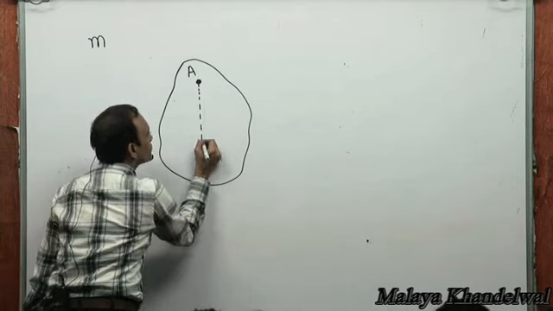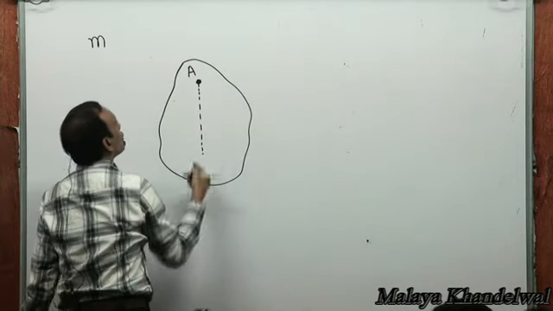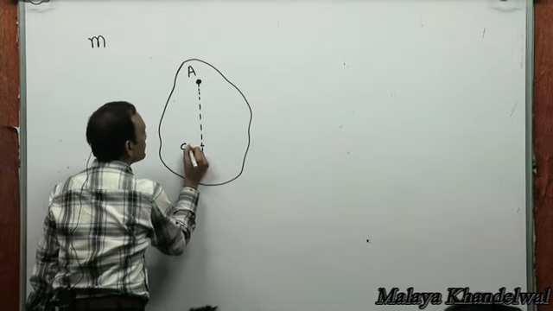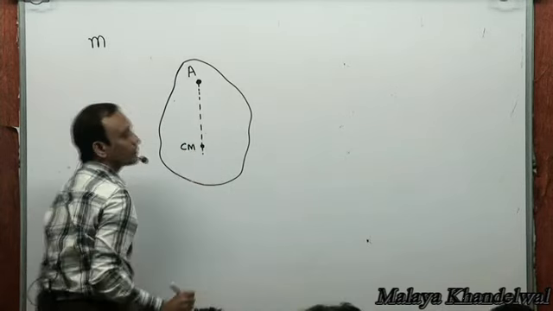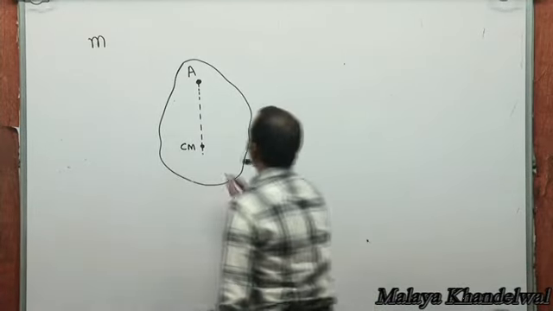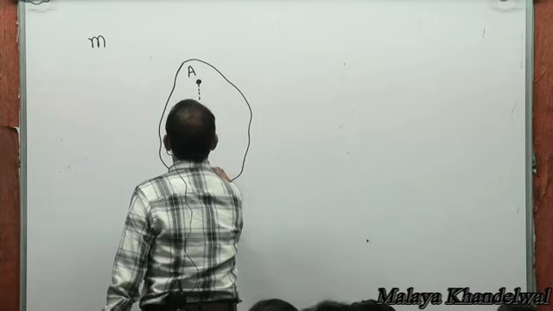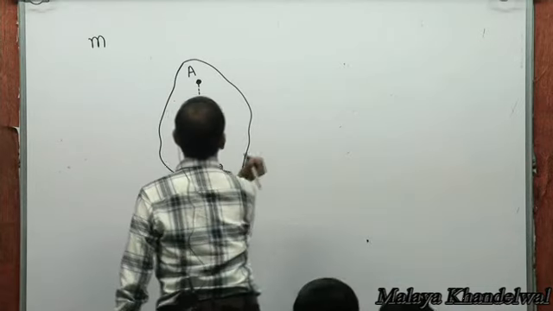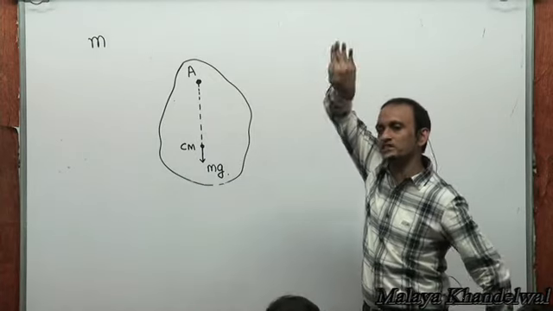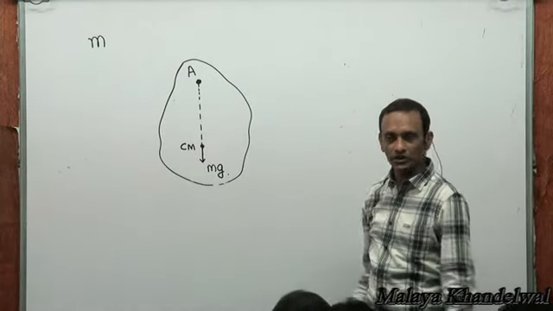The center of mass will be along a line passing through A. Somewhere here the center of mass will lie. And mg will act like this. The body is suspended vertically under the influence of gravity.